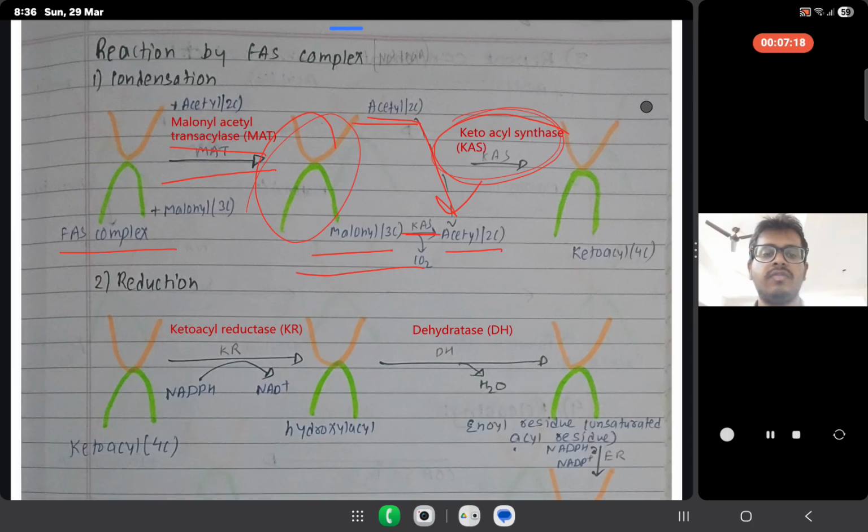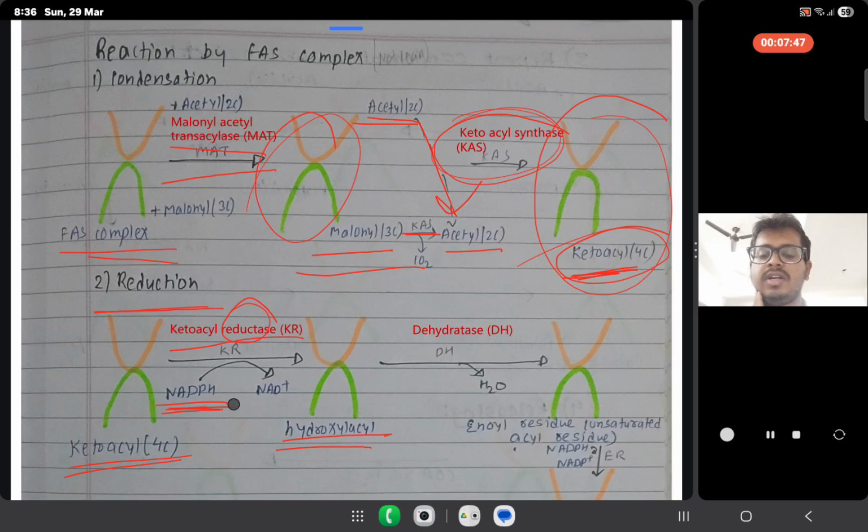The next product formed is the fatty acid synthase complex along with the acyl. The product formed is ketoacyl, that is, a 4 carbon compound attached here. The second step is reduction. In reduction, the ketoacyl 4 carbon compound is converted to hydroxyacyl in the presence of ketoacyl reductase and NADPH, where NADPH is converted to NADP plus.